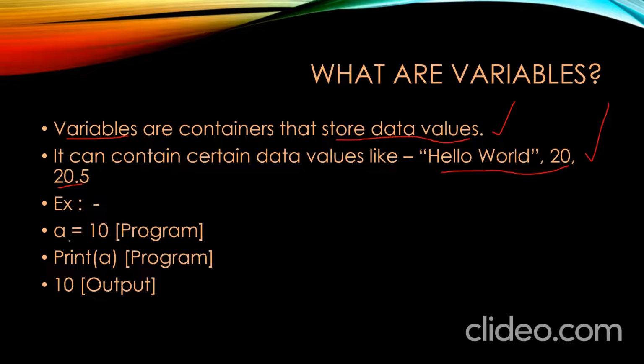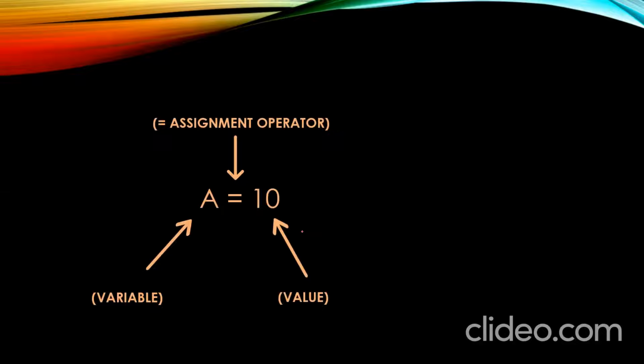Okay, example, if we did a program a equals to 10, we printed a and the output was 10. So for more detail, please check out that video. I'll give the link in the description. And we discussed variables through this diagram also.